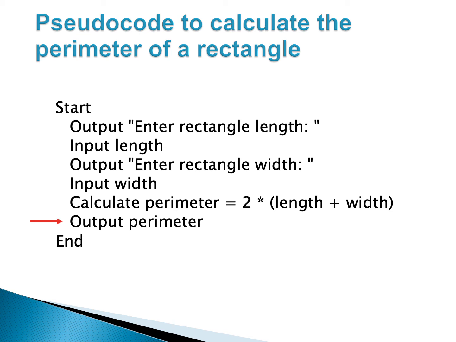Then we want the result to be displayed, so we write output perimeter, which refers to the calculated value from the previous line. When we are done, we have to write end at the last line. It can also be stop, which still refers to the same thing. We'll do some exercises on this to ensure that you understand how to write a pseudocode.